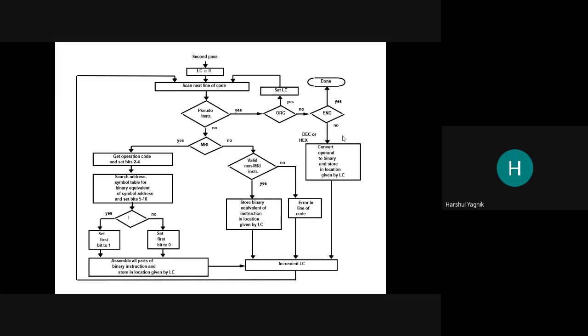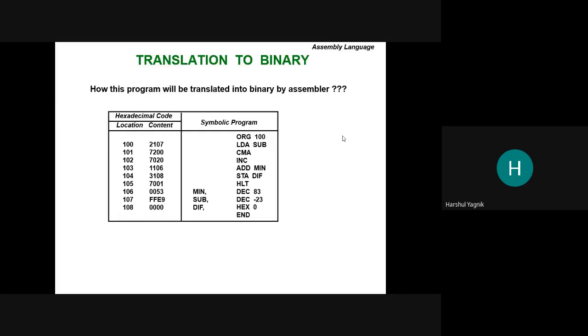Now, moving forward from this topic, how is this program translated into binary by the assembler? We saw one example with the binary number. Over here is the symbolic program. ORG 100 is a pseudo instruction. Then there is an LDA instruction, CMA. These are all instructions in the symbolic program.